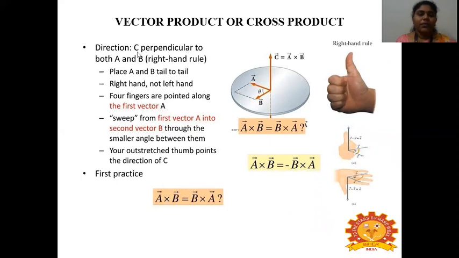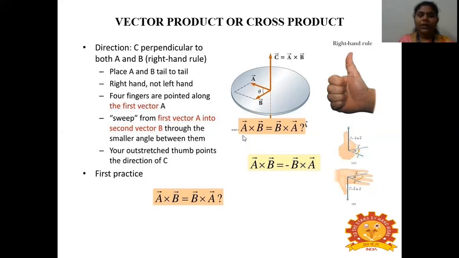Now the direction. The resultant C vector will be perpendicular to both A vector and B vector. First place A vector and B vector tail to tail. Then consider the right hand: the four fingers point along the first vector, that is A vector. If we sweep this, it will move to B vector through the smaller angle theta. Your outstretched thumb will give the direction of the C vector.